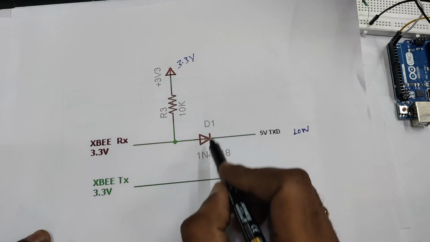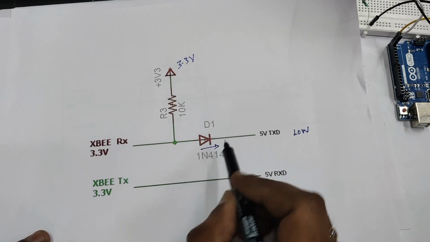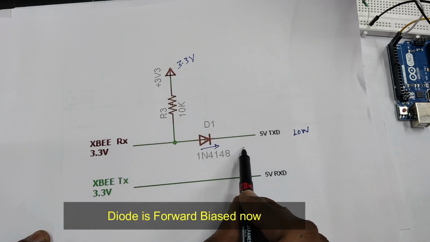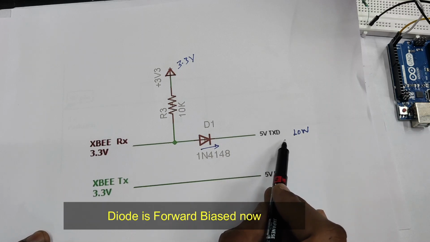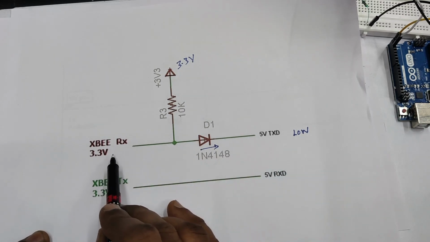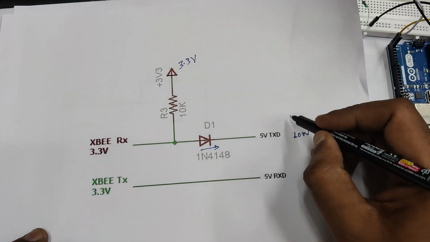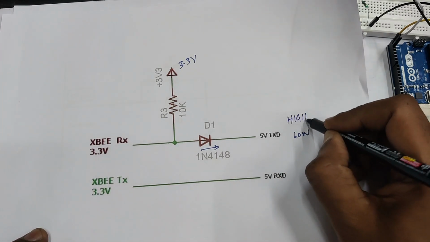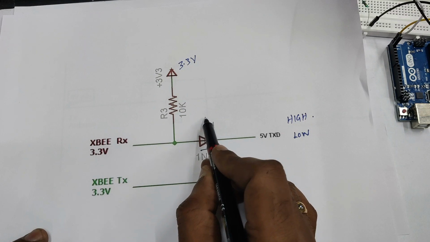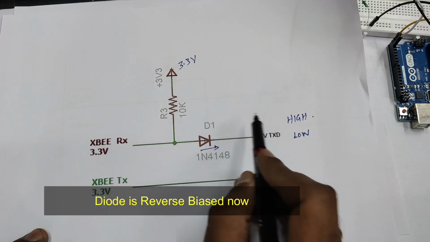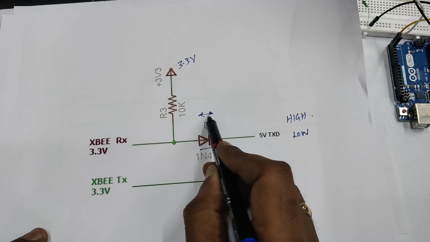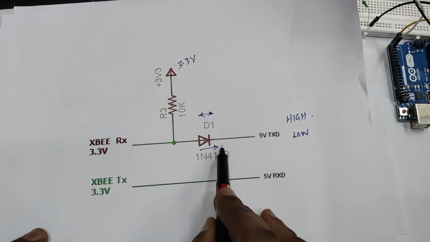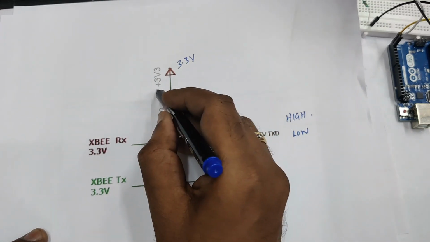When Arduino TX is low, this diode is forward biased, so this low is available as it is at RX of XBee. Now when the TX point of Arduino is high, this diode is reverse biased, and this 3.3 volt will be applied through the resistor to RX of XBee as high.